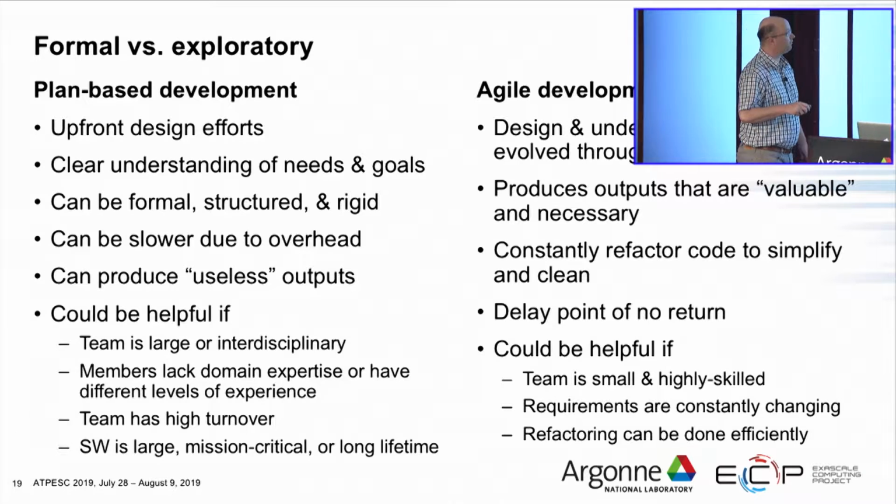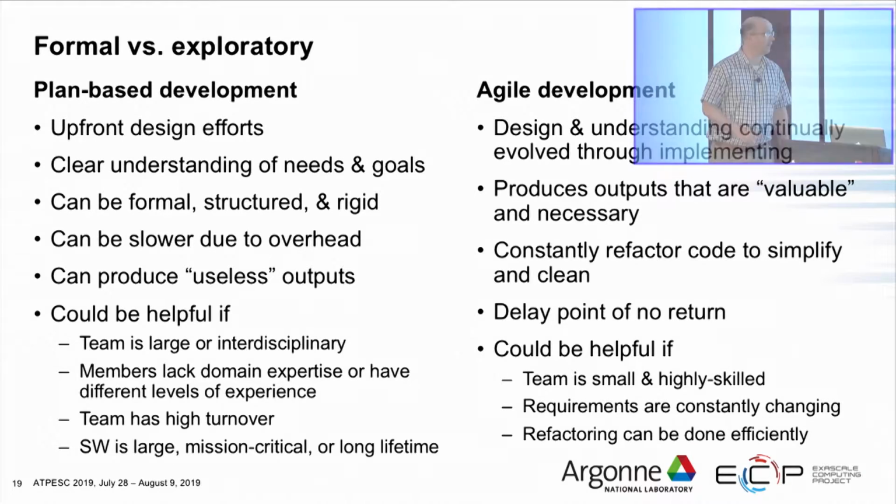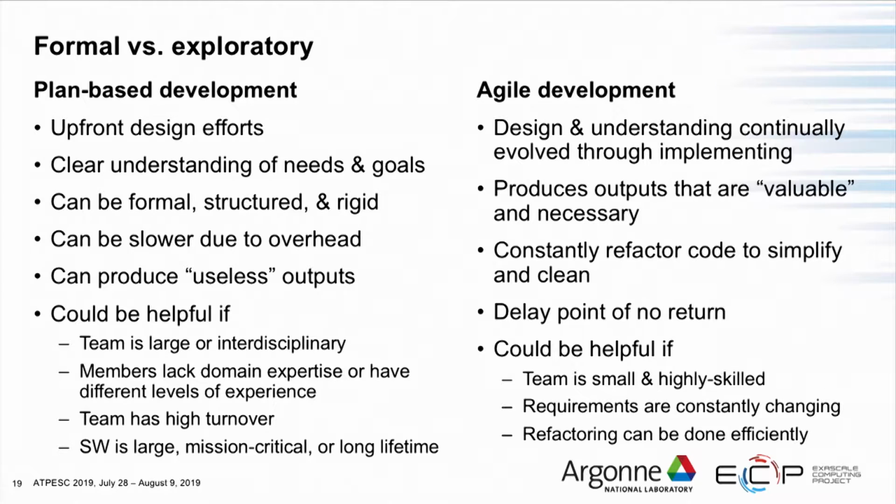It can be a little bit more formal, structured, and rigid, so it has more overhead. For certain types of software, like mission critical or life critical, that might actually be important. In other cases, it might not be. On the other end of the spectrum, we have agile development, where we're continually evolving our design and our understanding of what we're doing as we're working through implementation. The idea here is that they acknowledge the requirements are constantly changing, and they want to bake that into the way that we work.